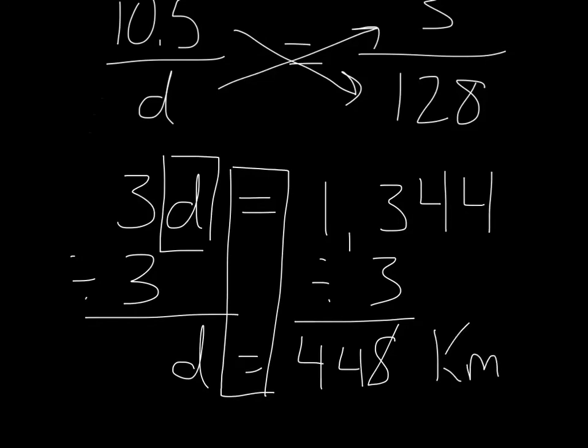How do we know that it is kilometers? Why is it not centimeters? So the reason that it is kilometers is because you want to keep the units the same. So in this case, the 128, which is in the denominator, is kilometers, which means that our distance on the bottom on the left-hand side also has to be kilometers, which is what we found. Okay, so this is 448 kilometers, and that is the distance between Hialeah and Tampa.